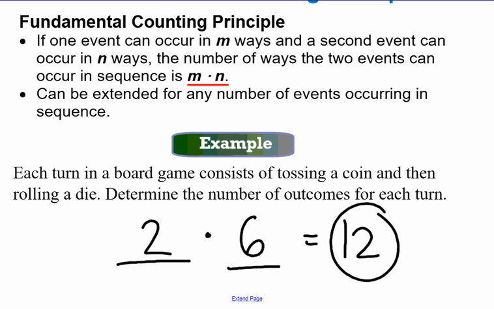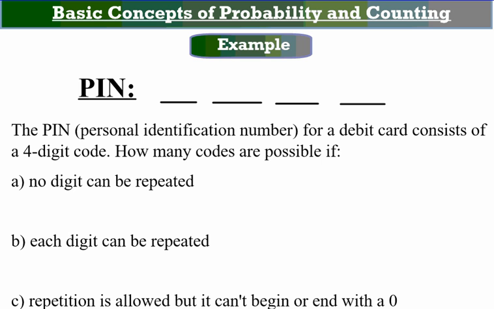This fundamental counting principle is useful in a variety of different situations. It can be used in counting number of passcodes, like in this personal identification number. It can be used in determining the number of license plates that could be valid in a state. Tons of different applications. So we'll consider the following: the PIN. If you've ever used a debit card, you're familiar with a PIN. The PIN is the personal identification number for a debit card, and let's say it consists of a 4-digit code. How many codes are possible if no digit can be repeated?